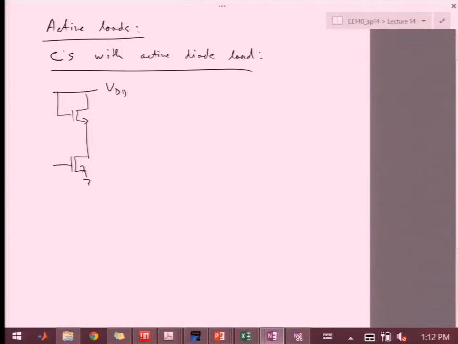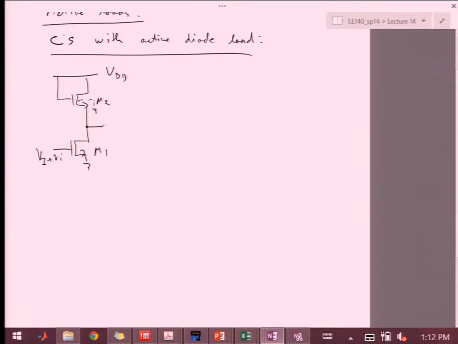We have our input amplifier, say M1. And then we bias it and add a small signal voltage. And then we have our output. And so this is the load. This M2 presents essentially an active load device to the amplifying stage or transimpedance stage M1.